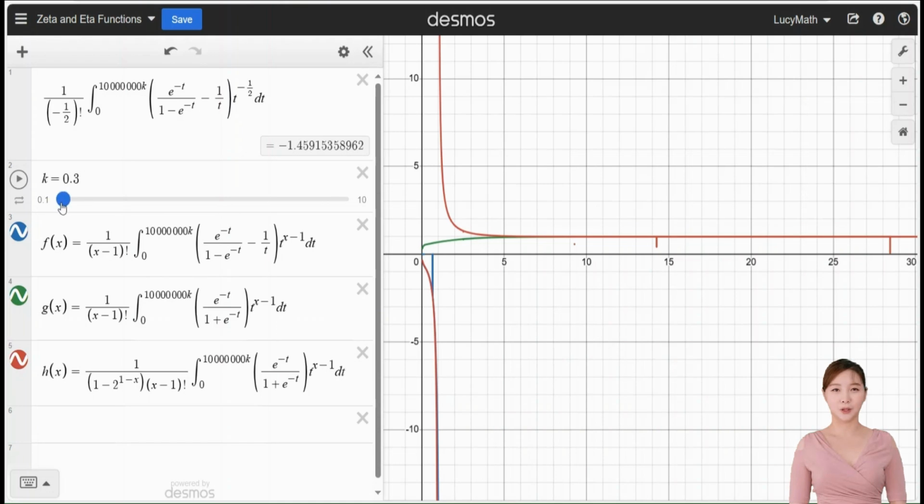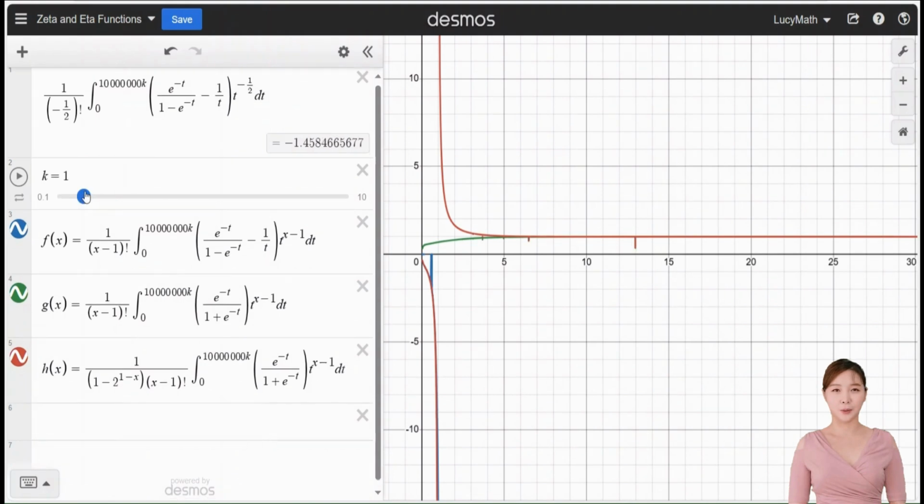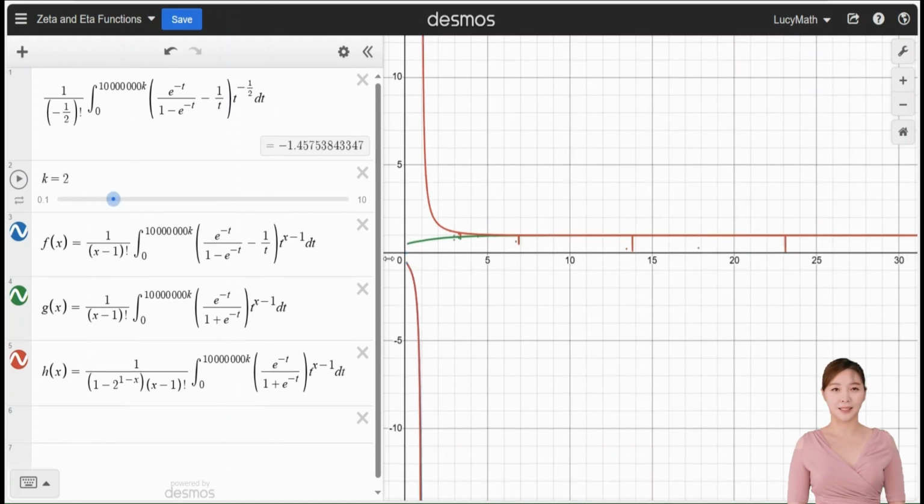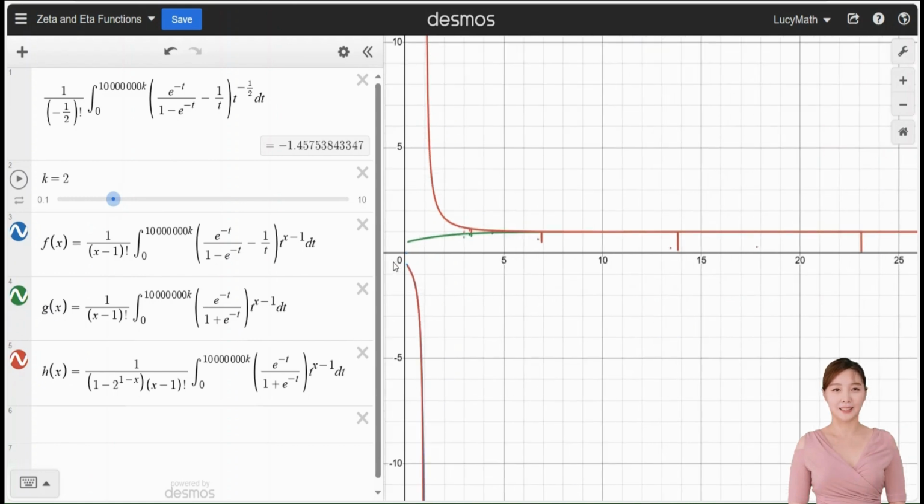The eta function converges in the range where x is greater than 0, and the zeta function converges in the range where x is greater than 1. Therefore, in the critical strip where x is greater than 0 and less than 1, the zeta function is obtained by the eta function's relation dividing by 1 minus 2 to the power of 1 minus x.